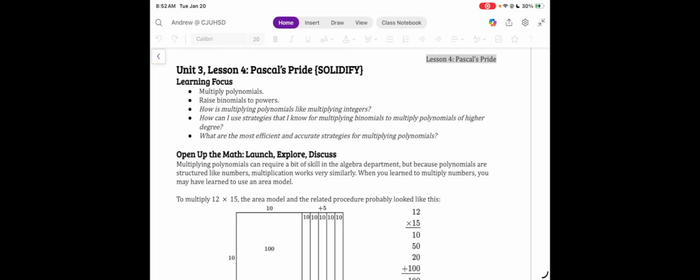Hello and welcome. This is Unit 3, Lesson 4, Pascal's Pride in OUR Curriculum, Integrated 3. Today we're going to learn about multiplying polynomials, also the ability to raise some polynomials, binomials specifically, to powers very quickly using a pattern.